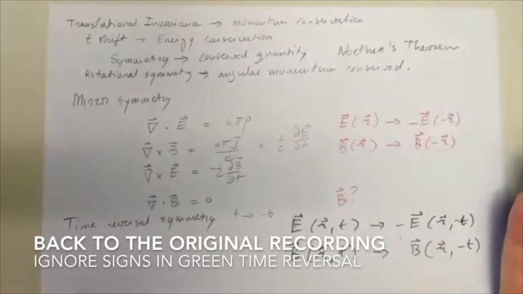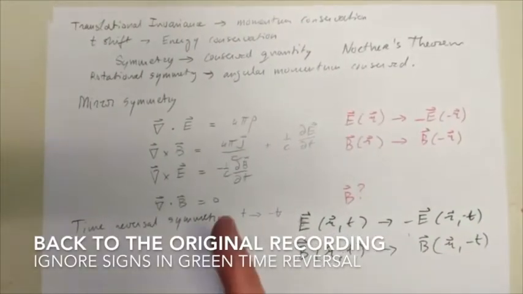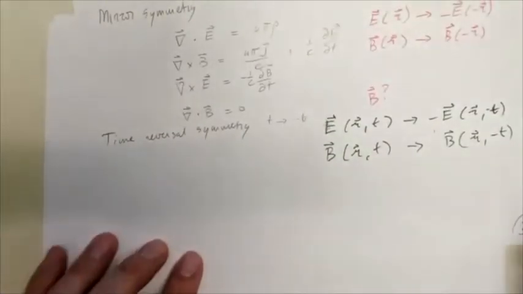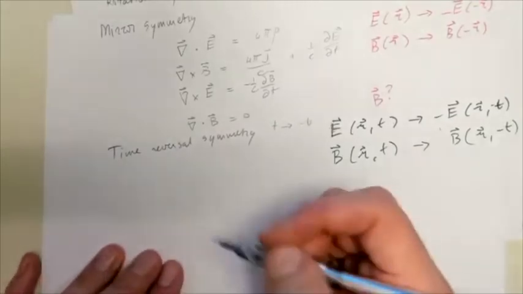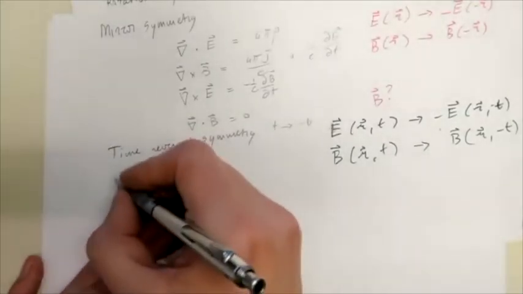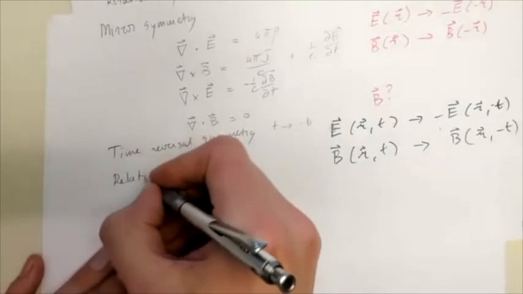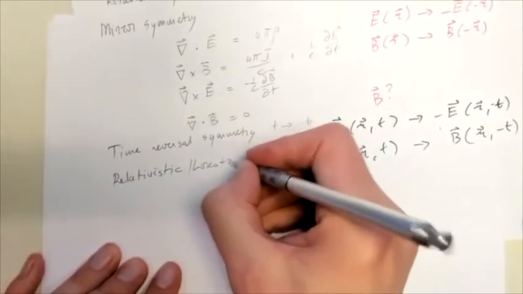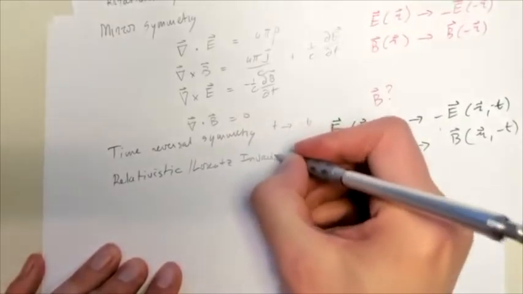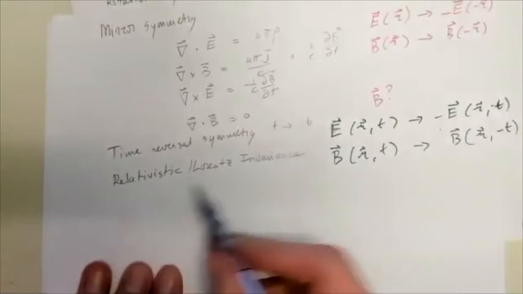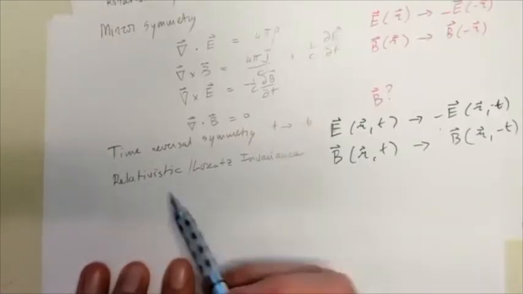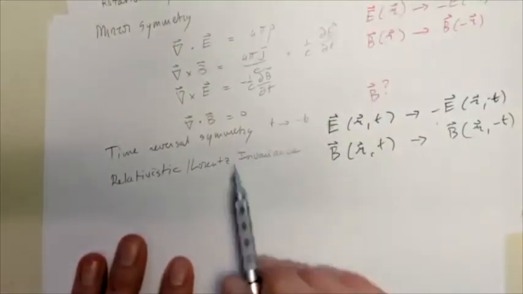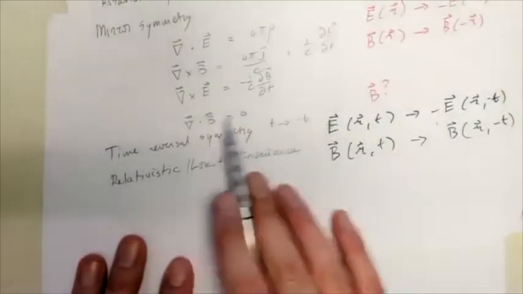Okay, so we've done time reversal symmetry, we've done mirror symmetry, we've done rotational symmetry. Now, of course, there's another big symmetry, and that is the relativistic or Lorentz invariance. Now, we're not actually going to describe these transforms, because these transforms are the subject of an entire chapter. But it's important to realize that these equations allow for it.